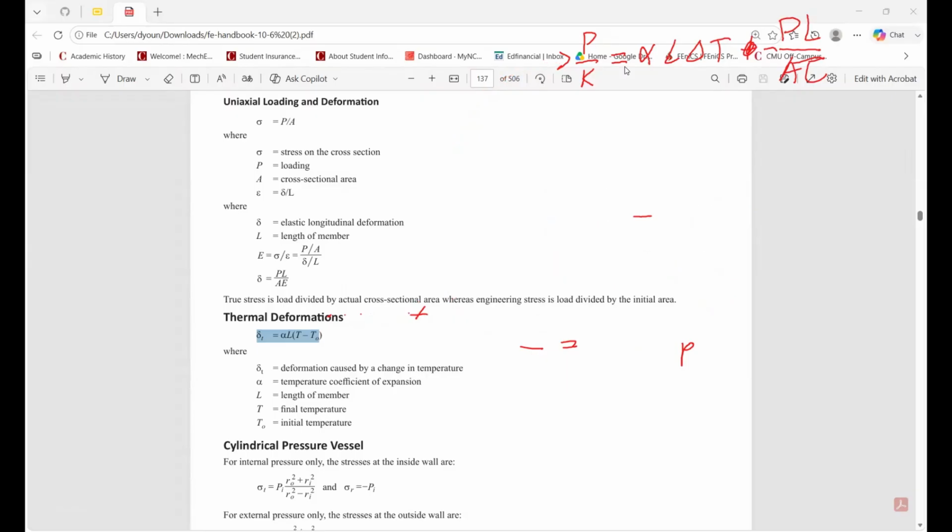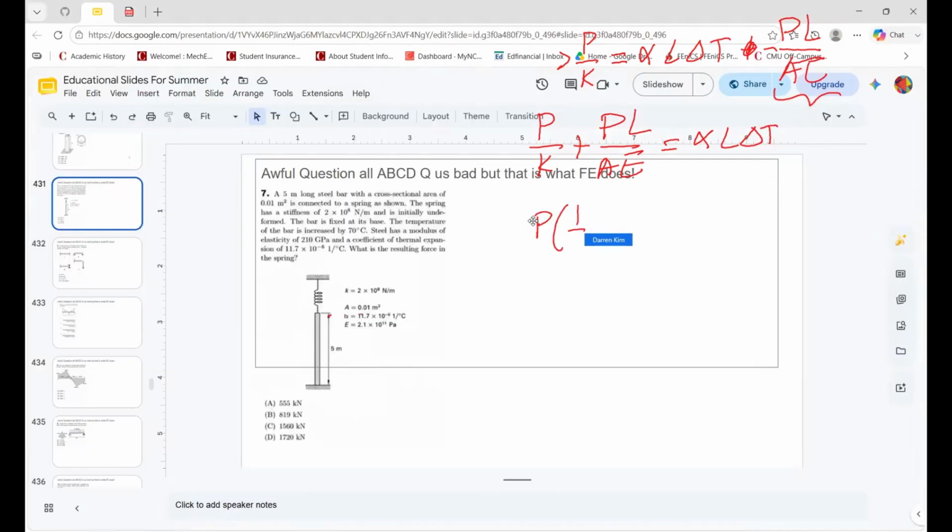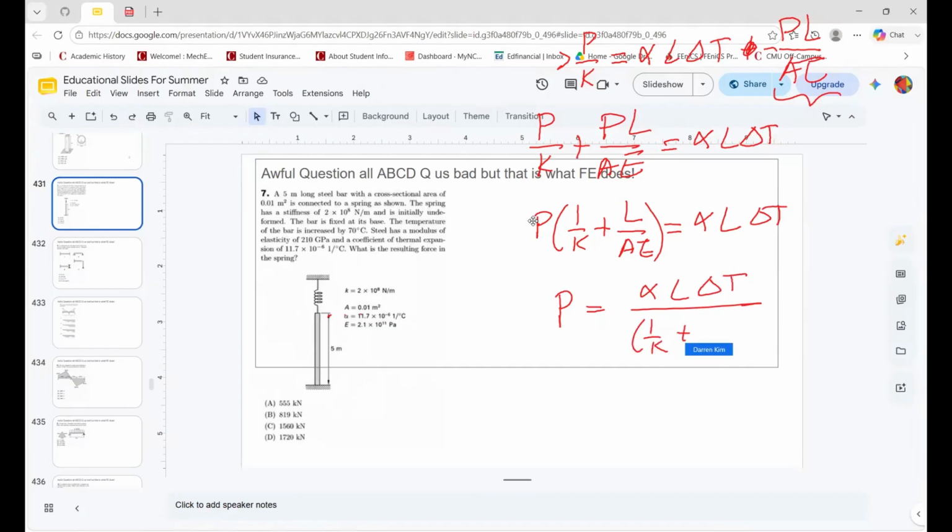And you can see there's two P's, and that's important. That's where everyone screws up. That's the one thing you need to know. So when I do P over K minus P plus PL over AE, that is the key. A lot of people don't realize that, and they mess up the problem. That's the hardest part of this question. So P times 1 over K plus L over AE equals alpha L delta T. So P equals alpha L delta T over 1 over K plus L over AE. There we go. Isn't that beautiful?